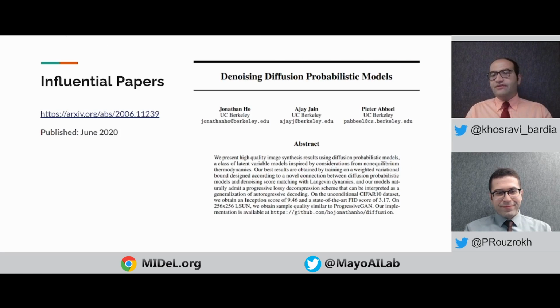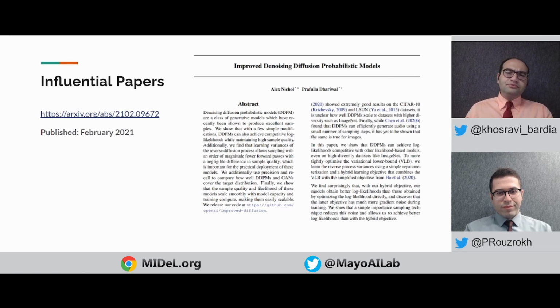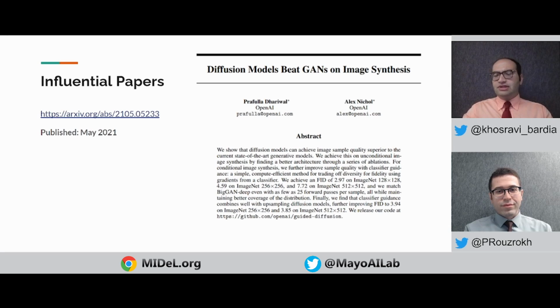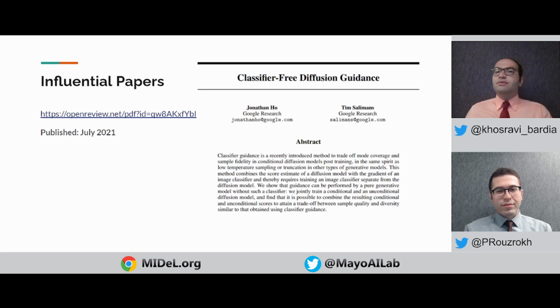There are several influential papers along the way. The first one was in June 2020, and the concept was, let's say, renewed, because it was first introduced in 2015 and renewed in 2020. The next paper improved on the previous paper in February 2021, and they said, okay, we beat GANs, we have better performance than them. Finally, we can have classifiers on them and have the noise be guided, giving more precise images.